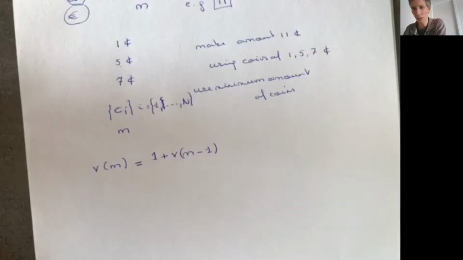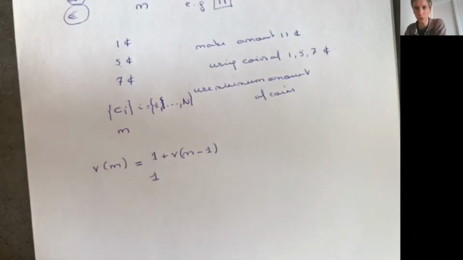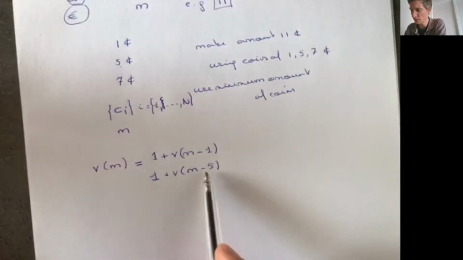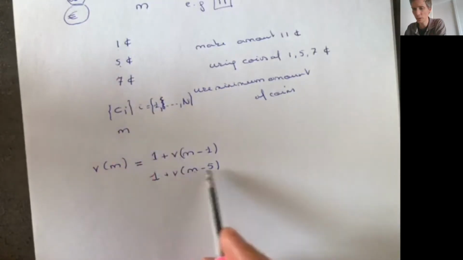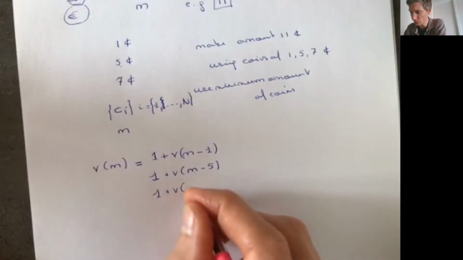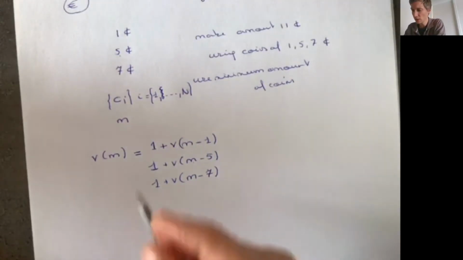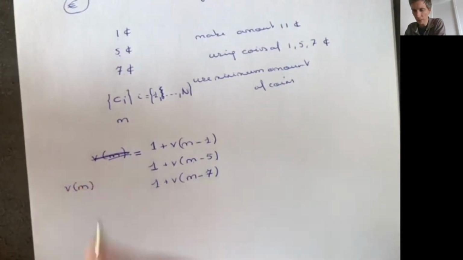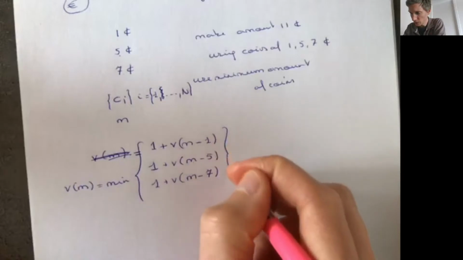I can also use the 5 cent. Then I will use one coin, which is a 5 cent, plus V of M minus 5. The amount of money that I have to return after using the 5 cent is only M minus 5. Or I can use the 7 cent, and then I'm going to add V of M minus 7. Basically, what is my goal? My goal is to minimize the number of coins to repay M. So I'm going to pick the minimum of these three numbers.